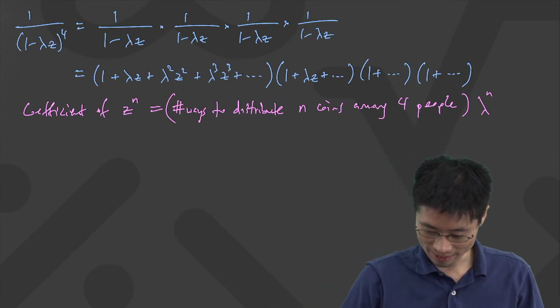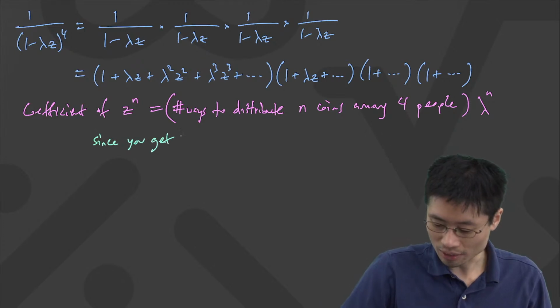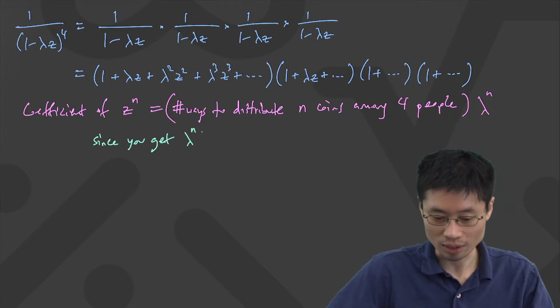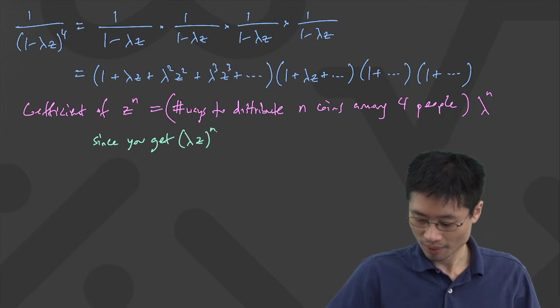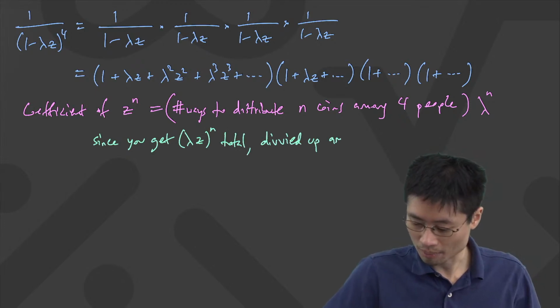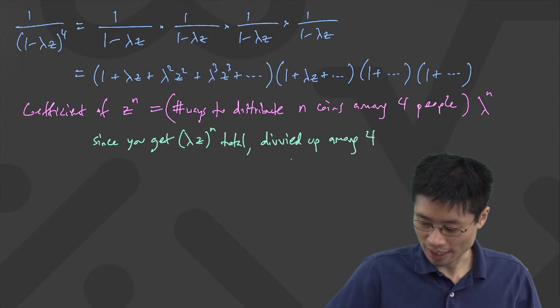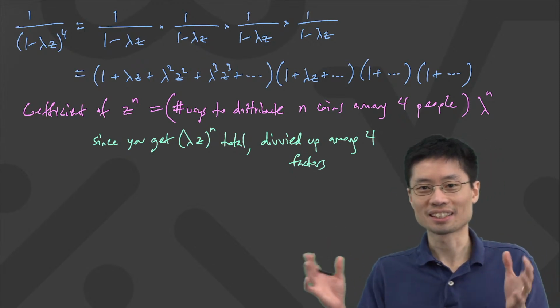So I'll write, since you get, I'll call it lambda z, parentheses, to the power n, total, divvied up among 4 factors. Does that sort of make sense? Like, that's really what's going on.